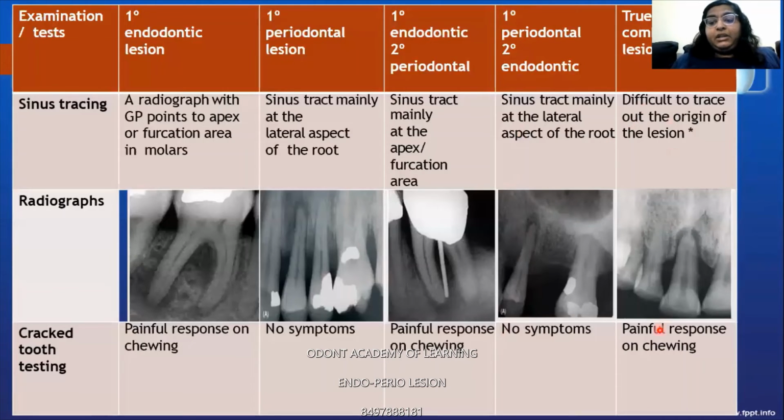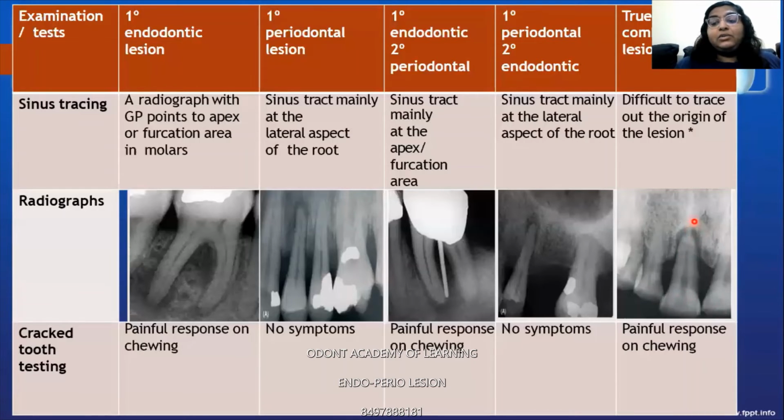Coming to true combined lesion, you can see in this picture, you can't really tell which came first, whether it's the perio or the endo. It's quite an advanced stage. This tooth is practically hanging in air now. You can see there is severe bone loss on either side of the tooth, in the mesial aspect as well as in the distal aspect. And there is also significant widening of the PDL space at the apex. So this tooth has probably undergone some kind of trauma, or something has happened in the past, and it looks like it's also supra-erupted. If you compare with the adjacent teeth, the level of this tooth is still up.